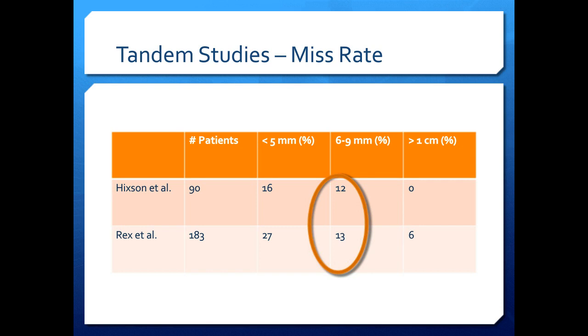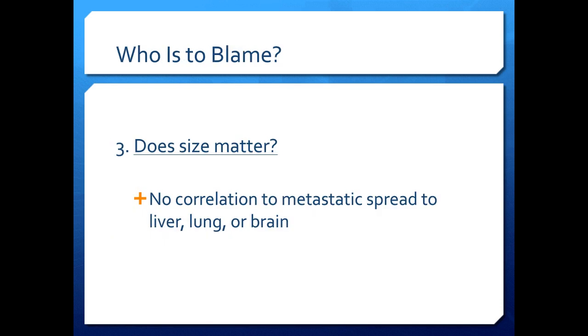The other question is, does size matter? I've seen tumors as big as my fist that have all been located inside the colon, have not spread to lymph nodes, and I've seen colorectal cancers the size of a dime, but terrible pathology. All the lymph nodes are positive, so size does not matter. It has no correlation to spread to the liver, lung, or to the brain.